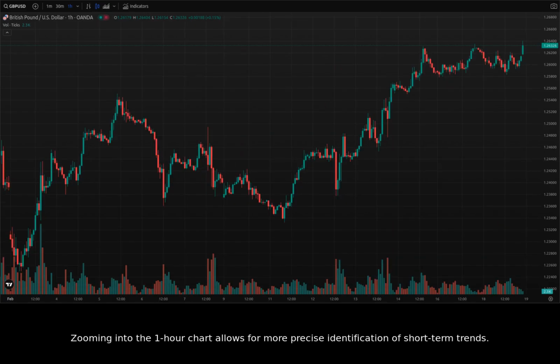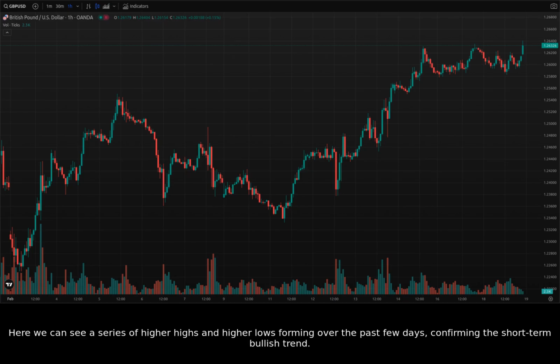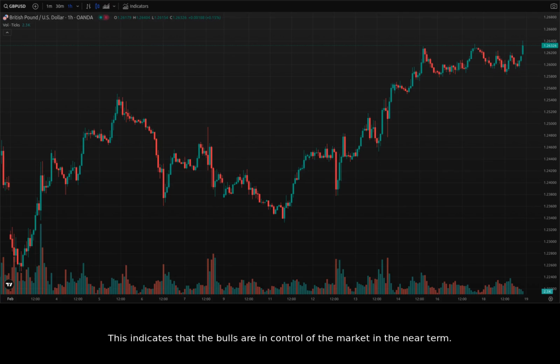Zooming into the 1-hour chart allows for more precise identification of short-term trends. Here we can see a series of higher highs and higher lows forming over the past few days, confirming the short-term bullish trend. This indicates that the bulls are in control of the market in the near term.